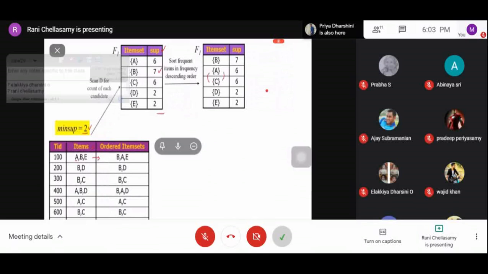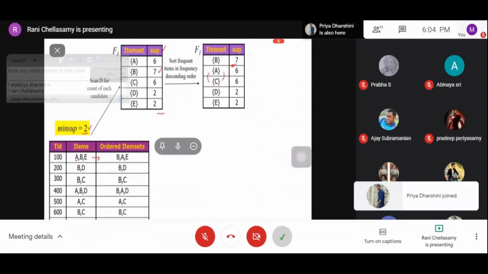Next, after listing, you add one more column, the ordered item set. Based on the sorted items listed in the prior table, you order the items. See here: A, B, E. B has the highest count, so you rewrite this as B, A, E. Because B has support count 7, A has support count 6, and E has support count 2.